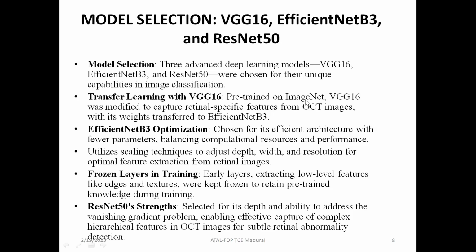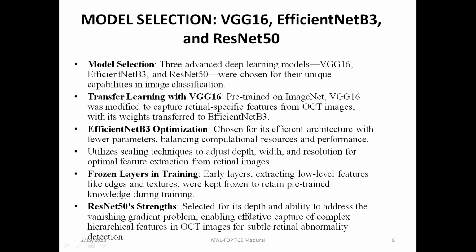They are pre-trained on ImageNet, as I told you; transfer learning we have applied. VGG16 was modified to capture the retina-specific features from OCT images, and with its weights transferred to EfficientNet B3. Obviously we need to do some optimization here in order to balance computational resources and performance, and perform some scaling technique to adjust the depth and width of the images. Finally, early layers extracting low-level features like edges and texture were kept frozen to retain the pre-trained knowledge during training. So carefully we have to set this up for the dataset we have taken.